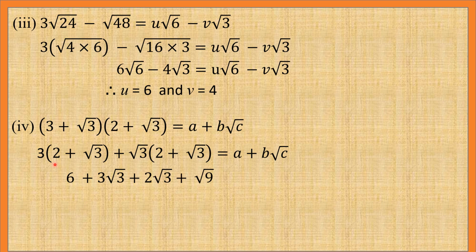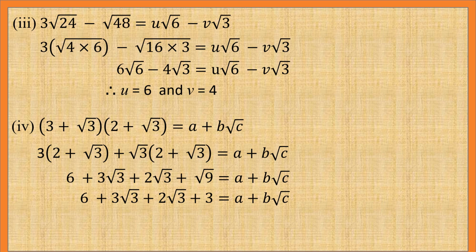Doing that, 3 by 2 gives us 6, plus 3 by root of 3 gives us 3 root of 3, plus this and that will give us 2 root of 3, plus 9, equal to a plus b root of c. We can group like terms. This and that are alike. So 3 plus 2 gives us 5, and root of 3 times root of 3 gives us 3. So 3 here plus 6 gives us 9. So 6 plus 3 gives us 9, and 3 plus 2 gives us 5 root of 3, equal to a plus b root of c.